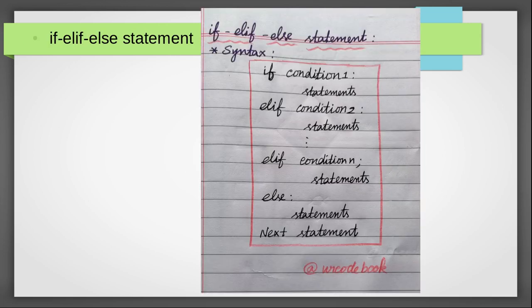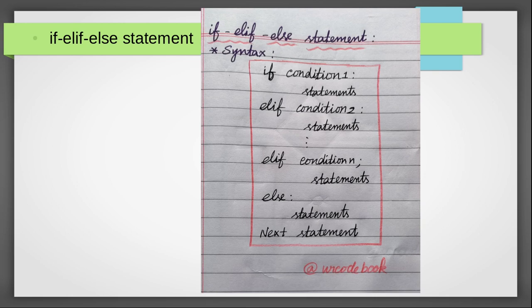So what is the syntax for the if-elif-else statement? Look at the slide. This statement gives the option to check more than one condition, that is, n number of conditions. If condition 1 evaluates to true, the particular indented statements are executed and then control goes to the next statement, which means out of the conditional statement.